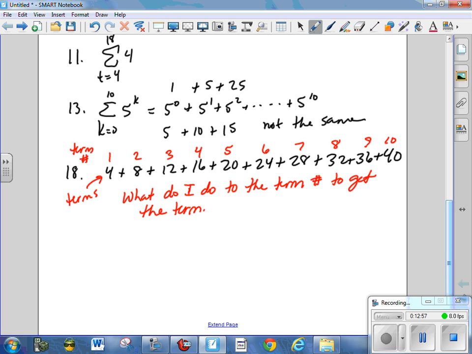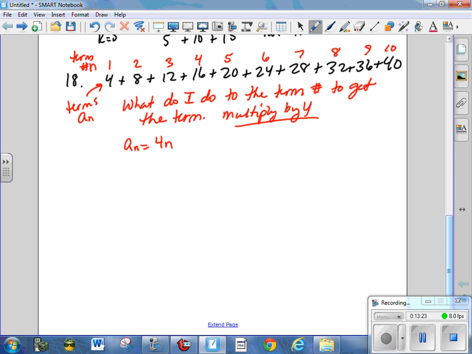So in this case, it ought to be pretty obvious. If I look at 1 and 4, 2 and 8, 3 and 12, 4 and 16, it's pretty obvious that I multiply by 4. So my rule is, if my term number is n and my term is a sub n, then a sub n is just equal to 4 times n. So when you do sigma notation, the rule for the term just goes right here. I start with n as 1. I end with n as 10. That's how you do it.